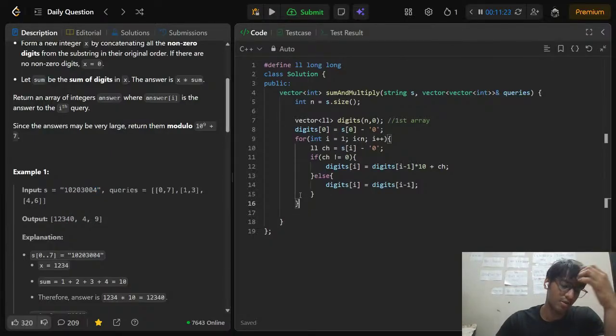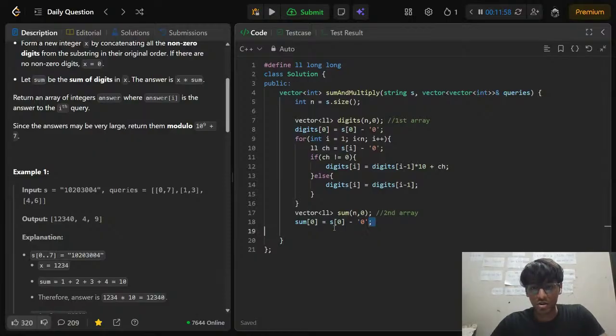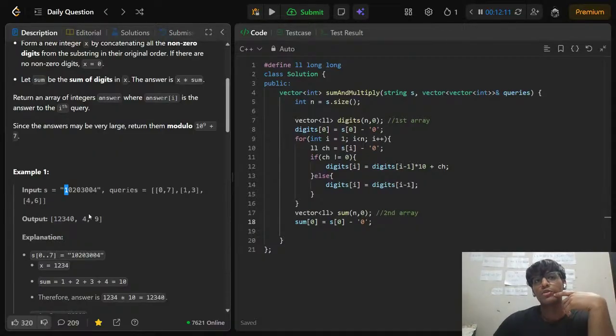Next, we need to also have the sum. So let's first quickly calculate the vector sum of size n with initial value 0. This is our second array. The first value of the sum will be equal to the value itself, right? So sum of 0 equals s of 0 minus the character '0'. I'm doing this to convert a character into an integer, because s of 0 returns the first value of s, which is a character, and the character value is stored internally in a machine in ASCII code, American Standard Code for Information Interchange. Basically, the values of characters are internally stored as numbers. That's all ASCII is about.